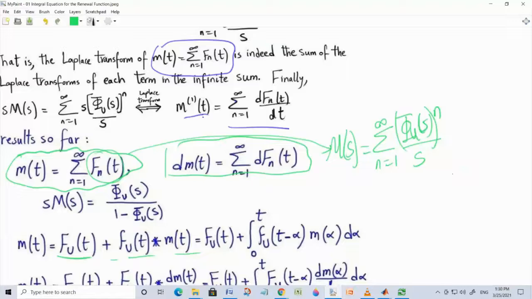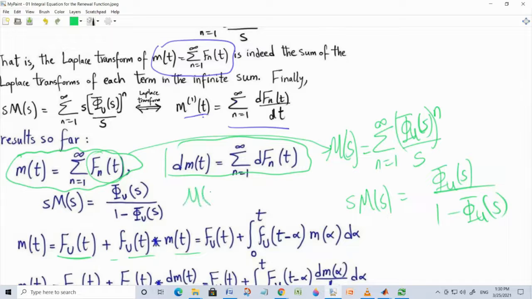Okay, and basically, you have here s. You can move s to the other side. S M of s is equal to this thing again. It converges if you choose the real part of s to be strictly positive, and it will give you phi u of s over 1 minus phi u of s like this. Okay, which you can rewrite again depending on the situation. You can write it as 1 over s times phi u of s over 1 minus phi u of s.